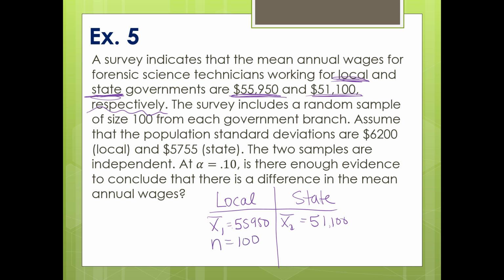And then we have, assume that, let me finish. Can't write and talk at the same time. So we have 100 from each, and then we have the standard deviations are 6,200 for local and 5,700 for state. So again, even though this problem didn't give us a nice little chart like this, we made a nice little chart, so that way you're able to organize your information.